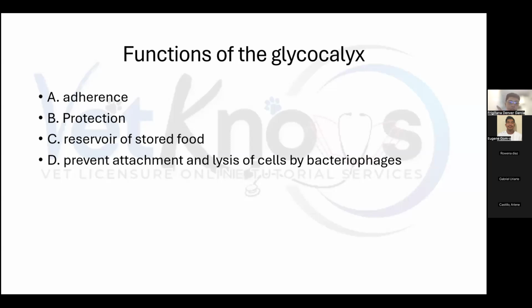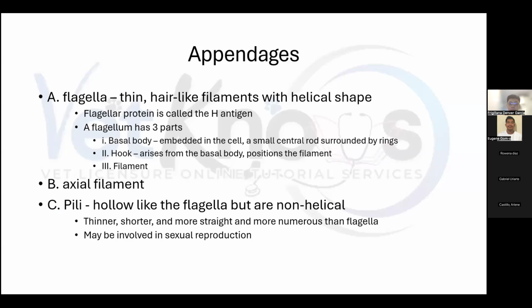They may also act as a food reservoir and prevent lysis of the bacterial cell. Next, appendages. These may be divided into appendages for motility or attachment. For motility, we have flagella and axial filament. Flagella is found in most bacteria and these are thin and hair-like. Axial filament is specifically found in your spirochetes, such as Leptospira species.